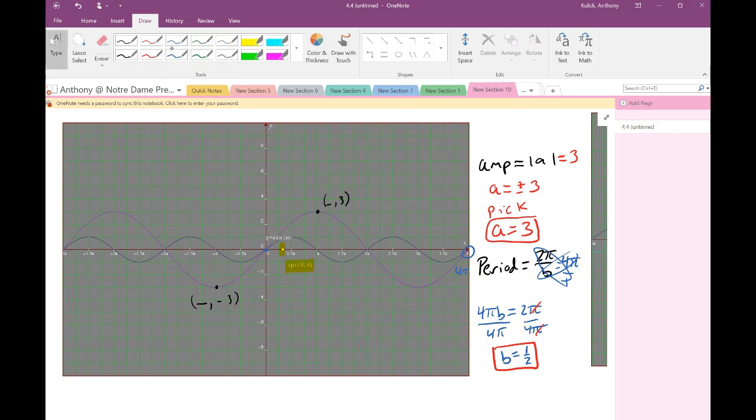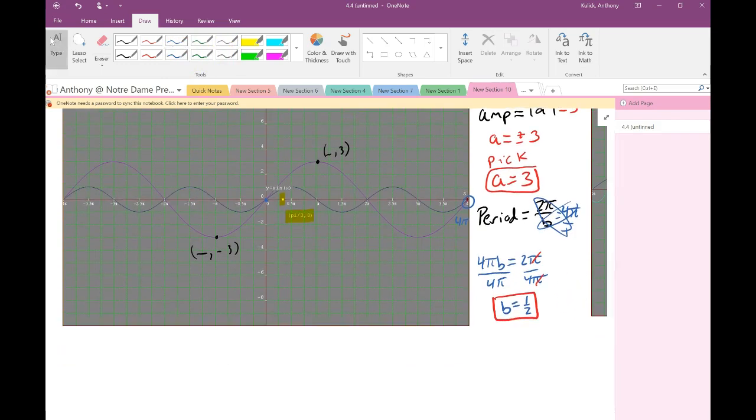The next thing I want to do is figure out my K value. So we remember that the mean line is always of the form y equals K. So here we said our mean line was y equals 0. That tells me the K value is 0.